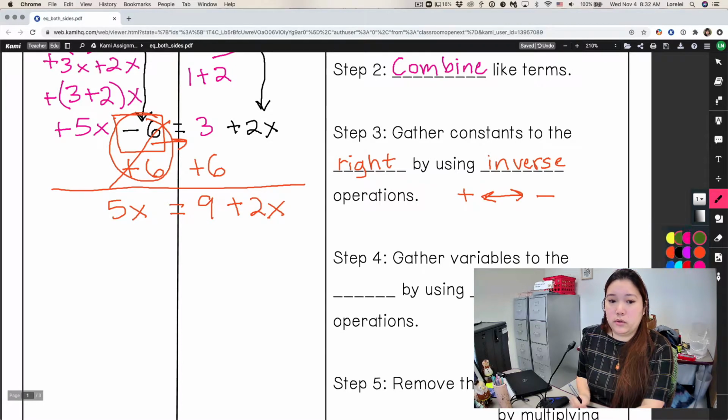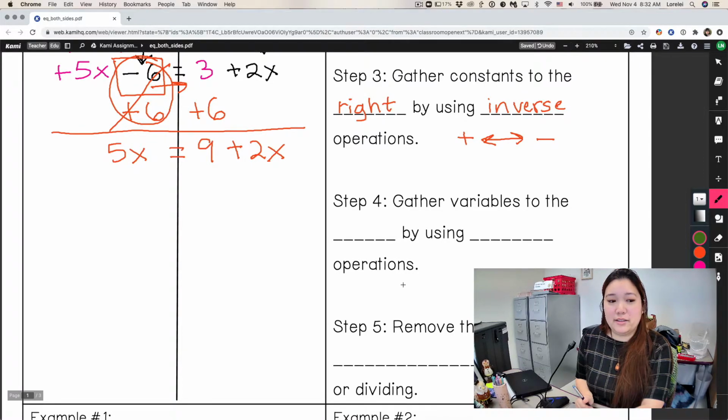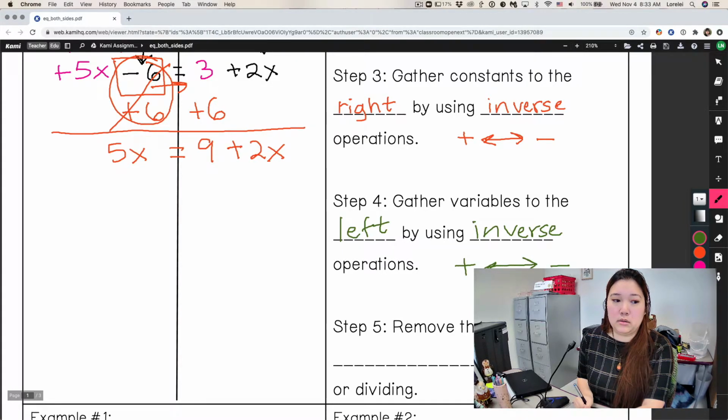So I'm going to switch colors to green for this one. We are gathering constants on the right, so you can guess that in this blank we're going to be gathering variables to the left, again by using inverse operations. And this is still using addition and subtraction, okay, because we are moving this 2x, but this is a plus 2x. So we're not dividing or multiplying anything yet. Do you see how there's a plus here? We're moving it by using the inverse operation of subtracting 2x.